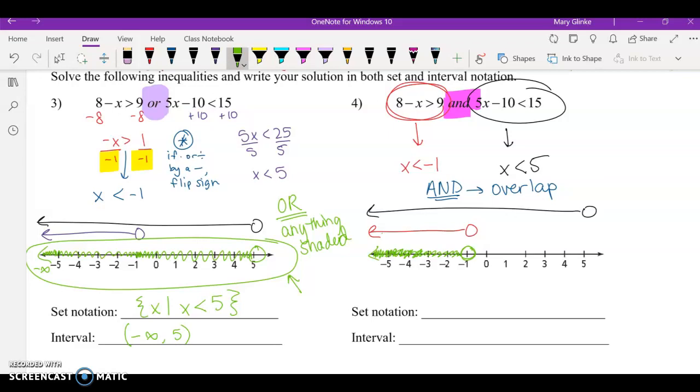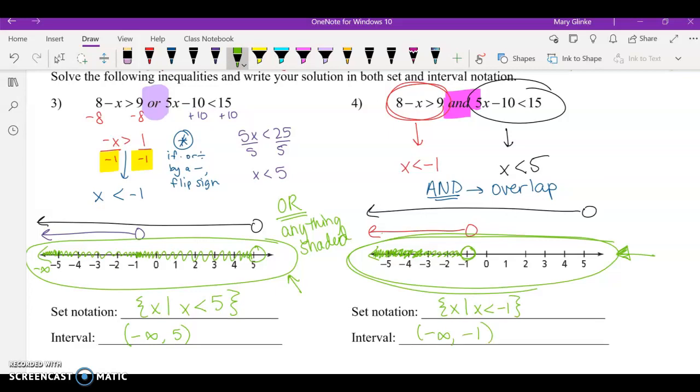Then, when we write our answer in set and interval notation, you are only looking at your final answer on your graph. So for your set notation for this one, it is squiggle x such that, and only everything less than -1 works. For interval notation, all the way on the left is -infinity, but here we stop at -1. So we're once again going to use an open circle, or a parentheses because of the open circle.